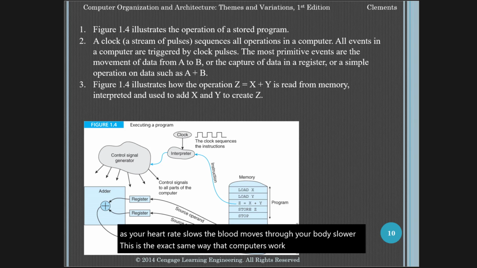This is the exact same way that computers work. As that stream of pulses from the processor ticks, that clock rate is the factor determining the speed of the computer, how the data moves through the buses, how things are retrieved from memory.